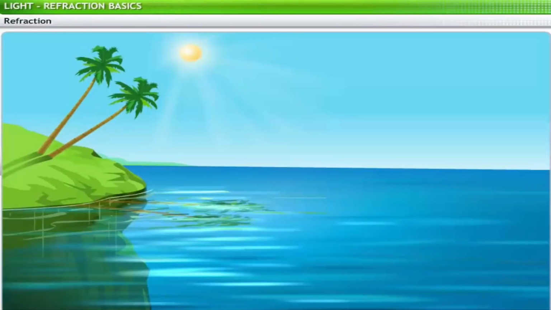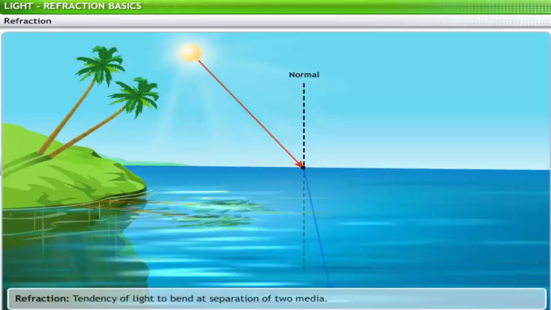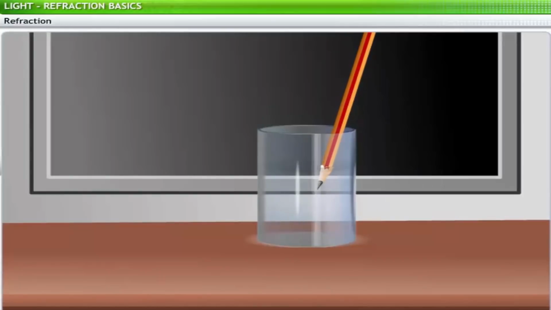When a ray of light propagates from one medium to another, for example, from air to water, its velocity changes, and hence it deviates from its path. This tendency of light to deviate or bend at the point of separation of two media is called refraction. Let's return to our original question. Why does the pencil bend when immersed in water? What happens to it?